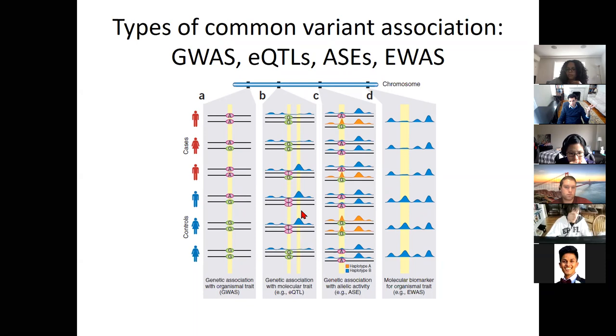You can also look at genetic associations with allelic activity, where there's a genetic variant that controls whether the nearby locus is actually going to be allelic or not. And you can also have molecular biomarkers for these organismal traits. So even if you don't have a genetic variant that is associated with case control, you can have an intermediate molecular phenotype. For example, the expression of this gene might be higher in the controls and lower in the cases. That might mean that loss of expression causes the disease, or it might mean that if you have the disease, the disease causes that gene to lose its expression. Or maybe when you have the disease, your body fights the disease by turning off that gene. So there could be all kinds of correlations. When you take genetics out of the equation, you lose the unidirectionality of that association.